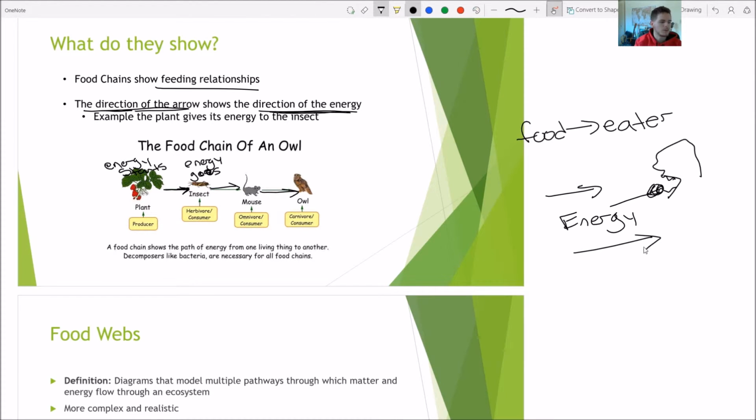Energy is going in the direction of the arrow. So we see here the energy starts with the plant, goes to the insect. The mouse eats the insect, so the energy goes to the mouse. The owl eats the mouse, the energy goes to the owl.